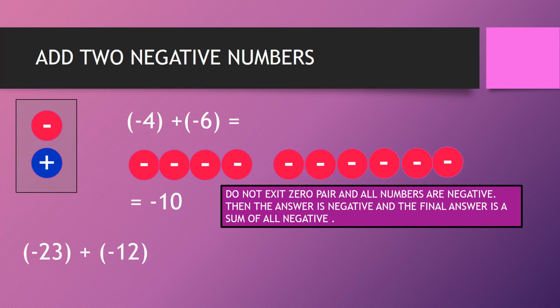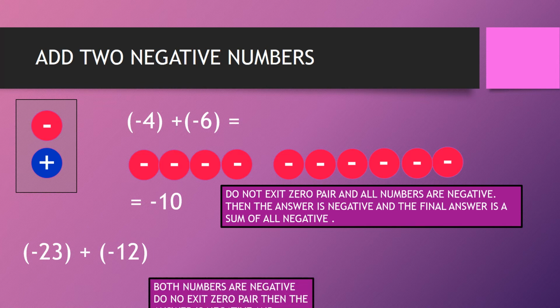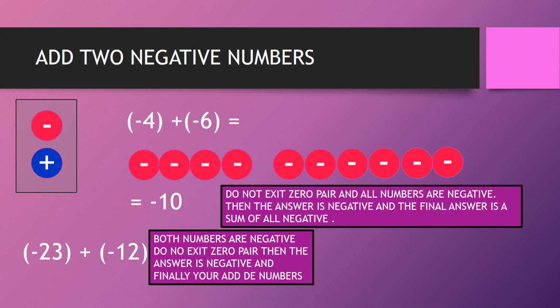For example, in this case, I want to add these two numbers, and both numbers are negative. I do not have any 0 pairs. Because both numbers are negative, the answer is negative. And finally, what is the final answer? You add 23 and 12, and the answer is 35 with the same sign.